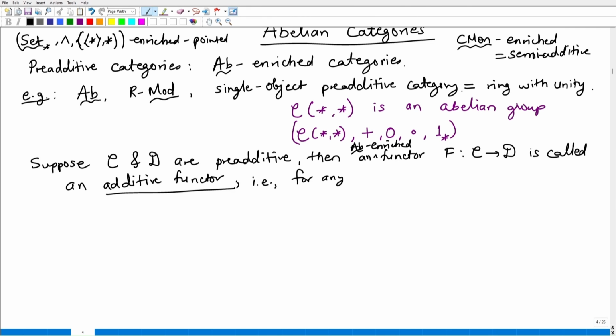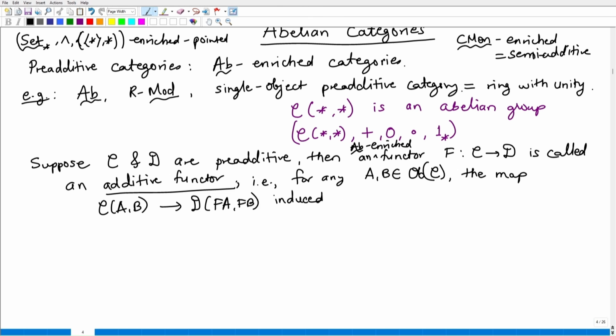For any A and B objects of C, the map from C(A,B) to D(FA,FB) induced by F is an Ab morphism, which means it is a group homomorphism between two Abelian groups. So this is the notion of enriched functor.